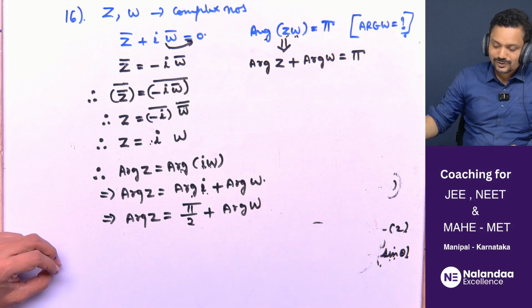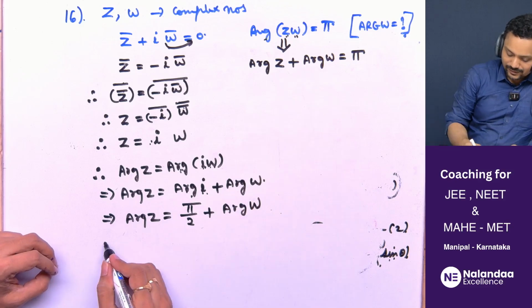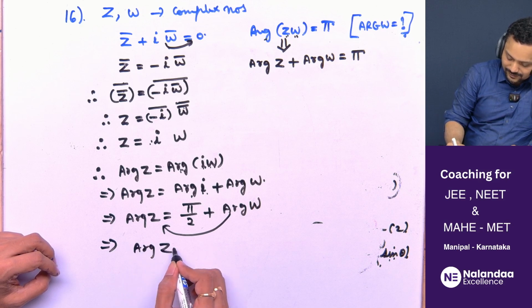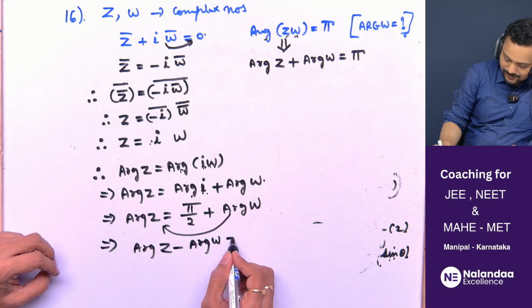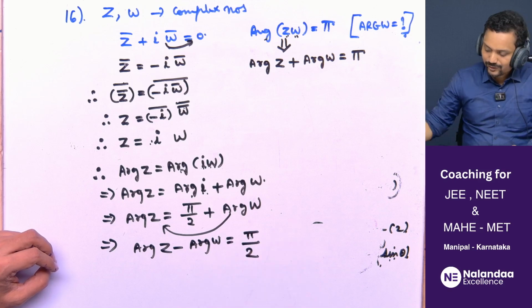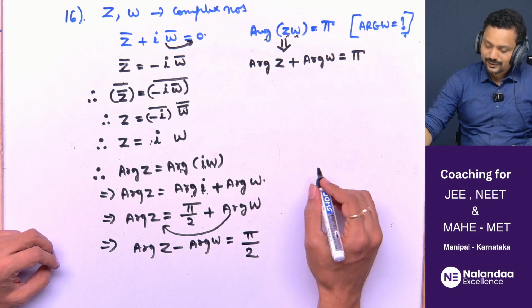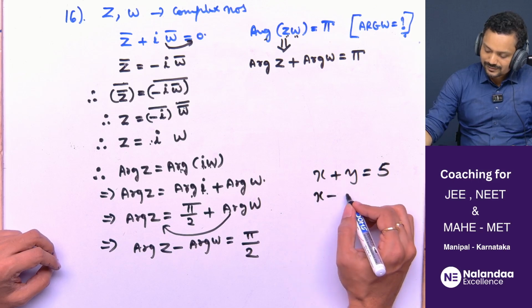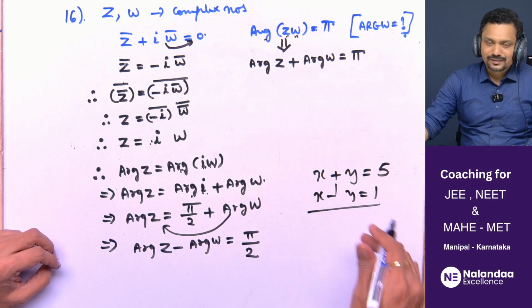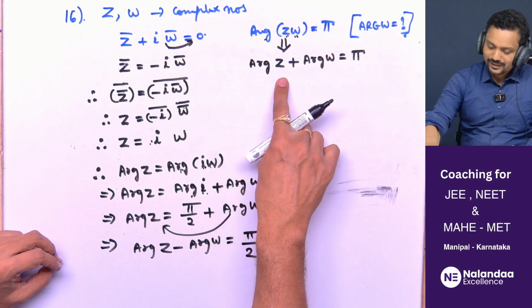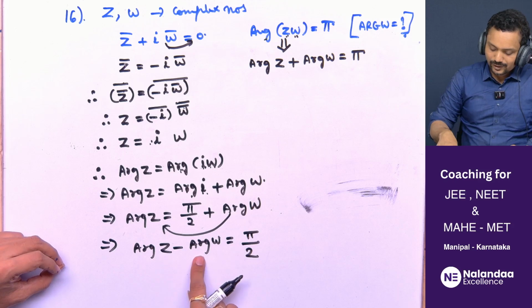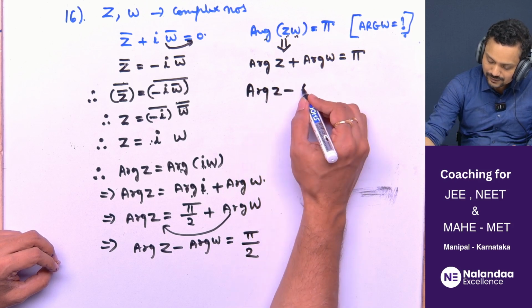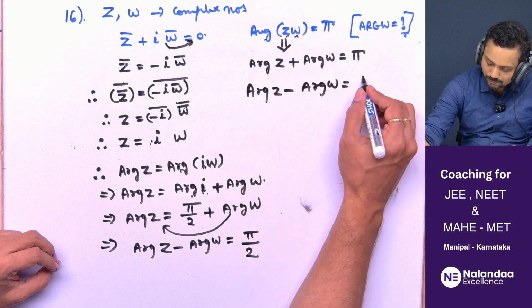Why is that? Because we will get two simultaneous equations here. In fact, if you bring this to this side, you will get argument of z minus argument of omega is equal to pi by 2. And in your high school, students, you have studied simultaneous equations. Suppose you get something like x plus y equal to 5, x minus y equal to 1, you solve this. Similarly, you are getting argument of z plus argument of omega is pi. Here you get argument of z minus argument of omega equal to pi by 2.